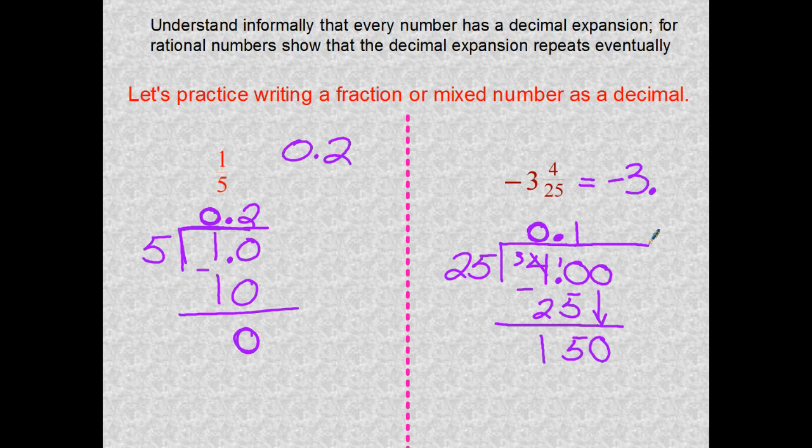Extend this out a little bit. And 25 goes into 150. Think about money. How many times does a quarter go into $1.50? And that's going to be 6 times. 6 times 5 is 30. 6 times 2 is 12, plus 3 is 15. Subtract, and we have a remainder of 0. So this is the decimal portion of this mixed number, so we read it as -3 and 16/100.